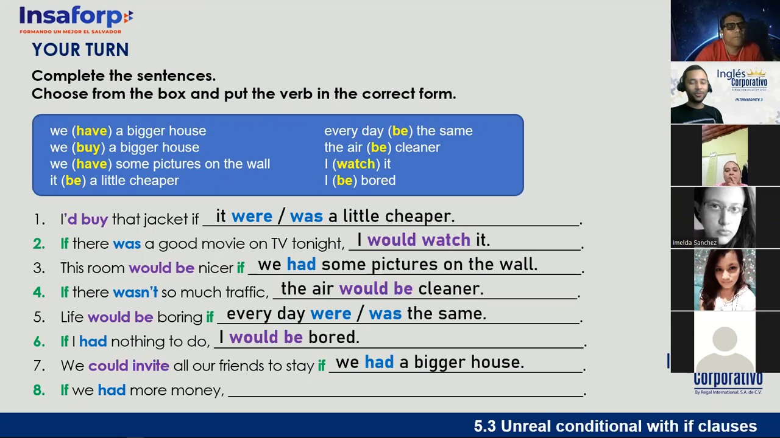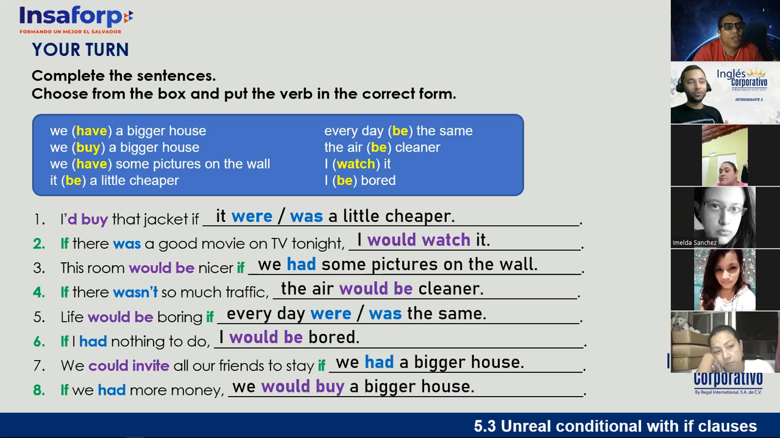Okay, very good. And Amilcar wants to try number 8. Let's go for it. If we had more money, we would buy a bigger house. That is correct. Very good. If we had more money, we would buy a bigger house. Great. Okay, very good, everybody.